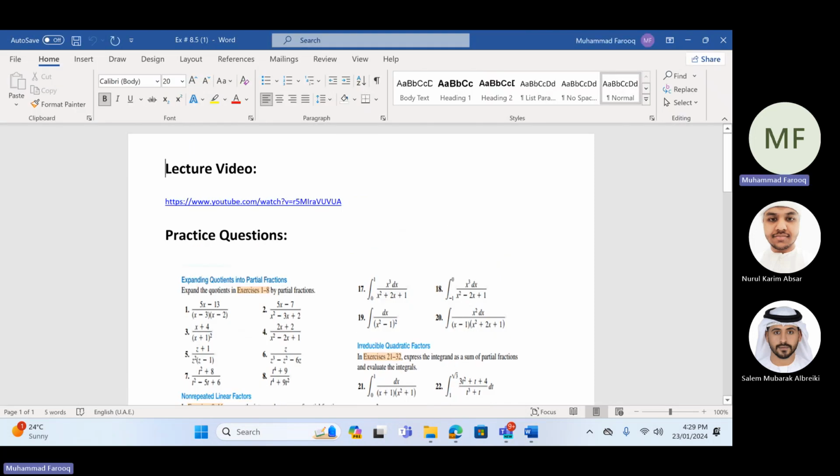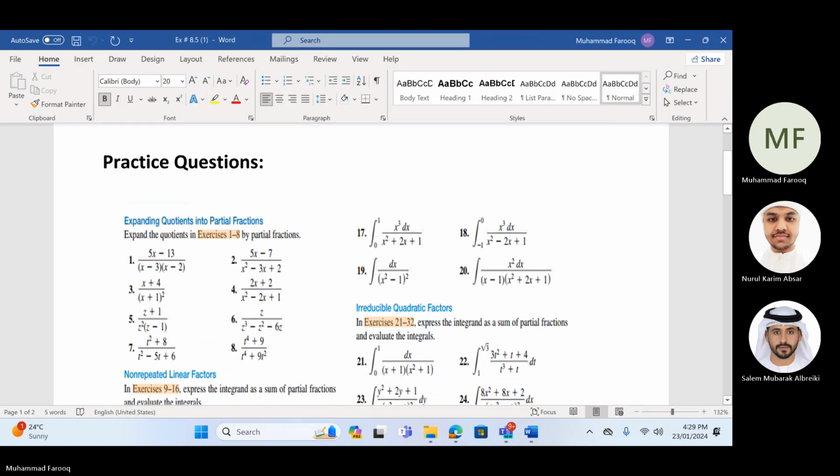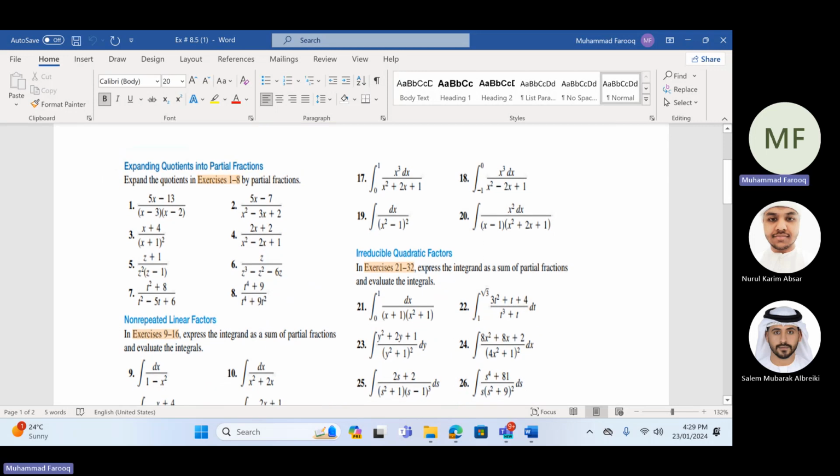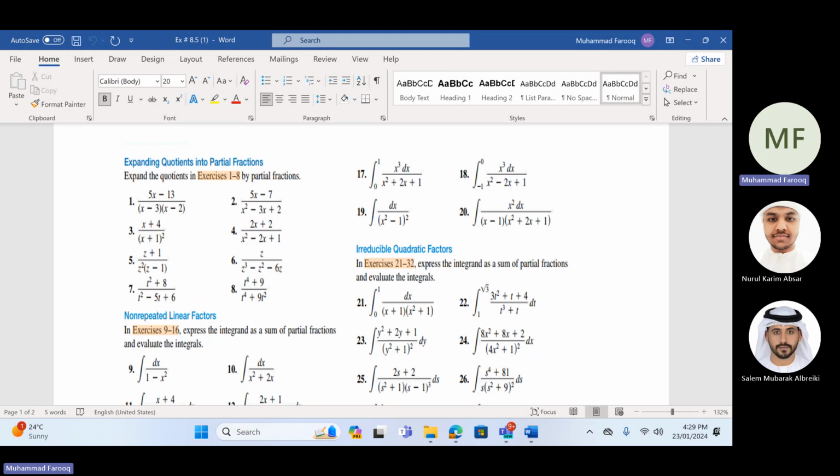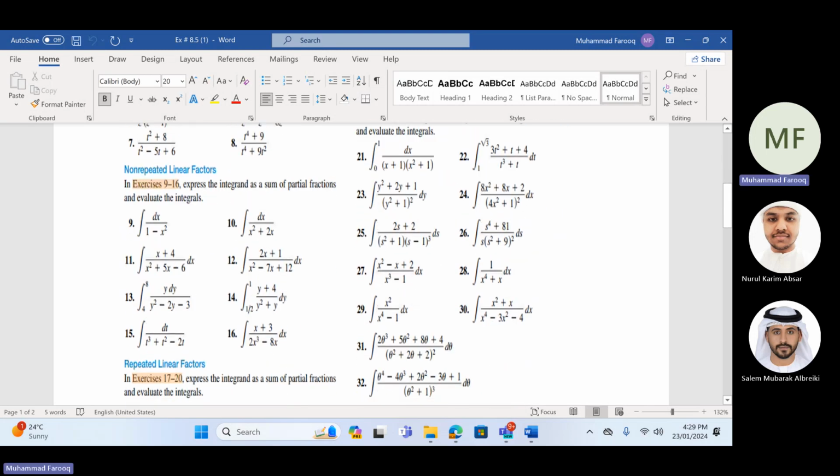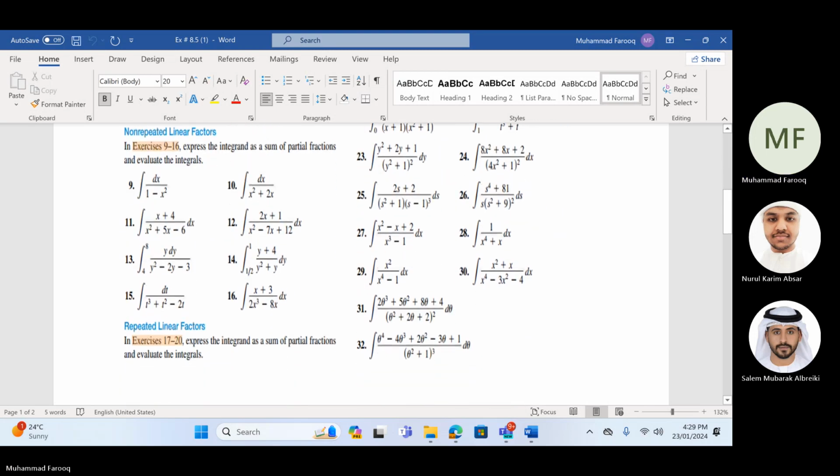So these are the questions from the ebook. From 1 to 8, they only give you practice on how to factorize, so don't take those. Let's start the questions from here. The 16th question, we can start from 16.